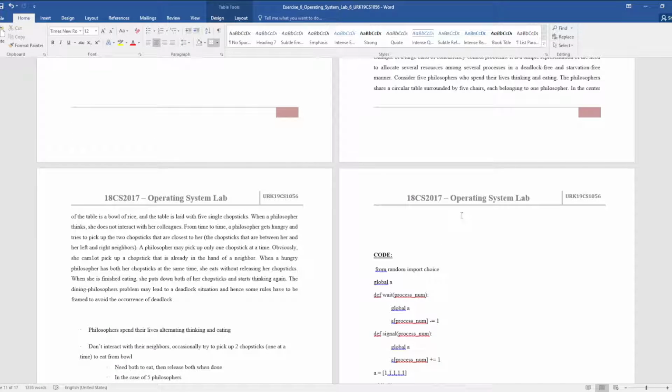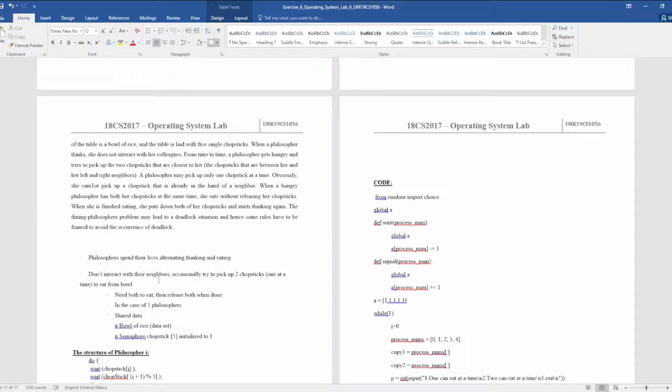So the problem is that there are five single chopsticks and five philosophers, but each philosopher needs two chopsticks to eat from the bowl of rice, and they can only pick up the chopsticks one at a time. The condition is that a philosopher may only pick up one chopstick at a time, and in order to eat they need to borrow a chopstick from one of their neighbors. When the hungry philosopher has both chopsticks in their hand, they can eat without releasing the chopsticks. When they finish, they put down both chopsticks, and the other philosophers may continue. So this is the problem.